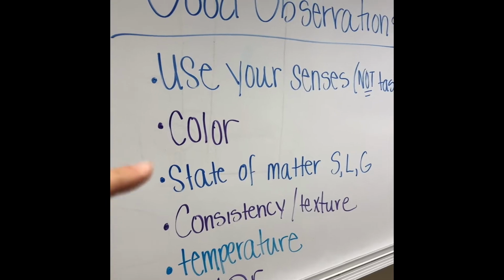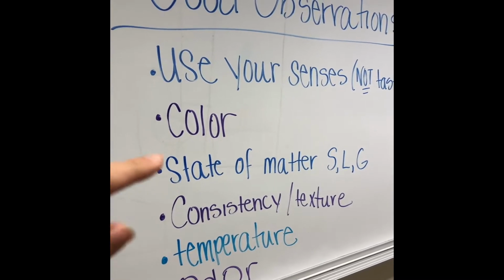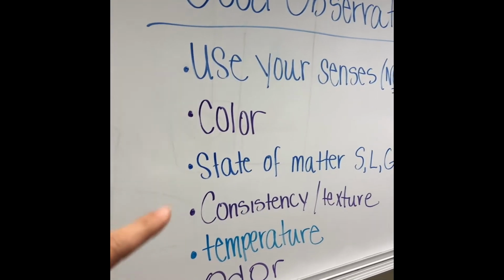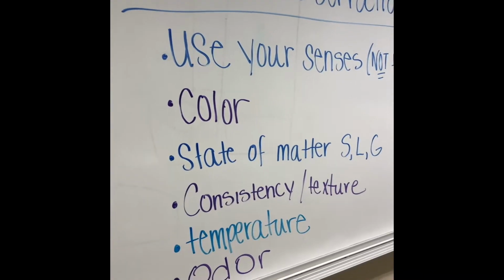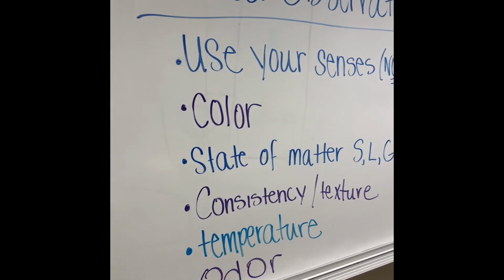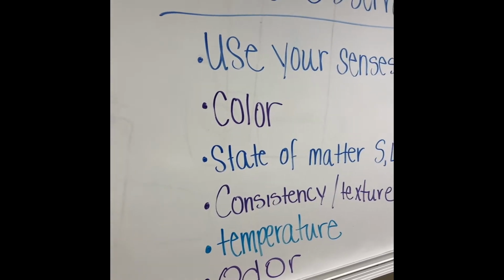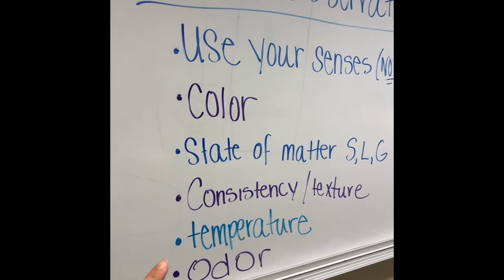Some other really helpful hints are to maybe note the color, the state of matter. Is it a solid, liquid, or gas? The consistency or texture. A lot of students like to say things are clear or transparent, meaning you could see through them, or translucent. Translucent means light can pass through. If you were to shine a flashlight through the liquid, could you see the light come through to the other side? Temperature is another really good one.